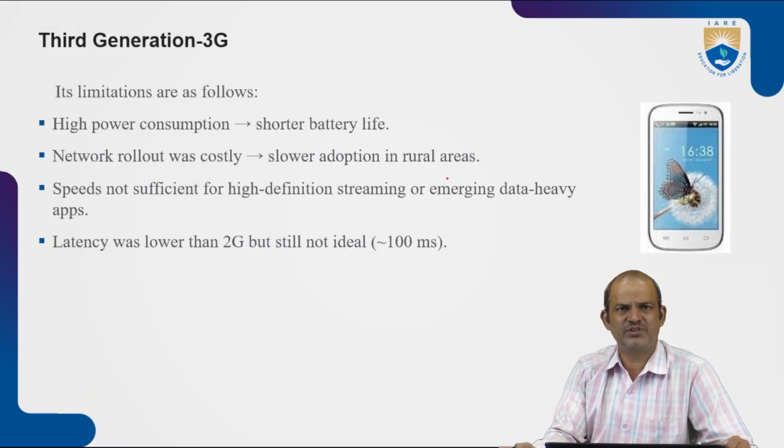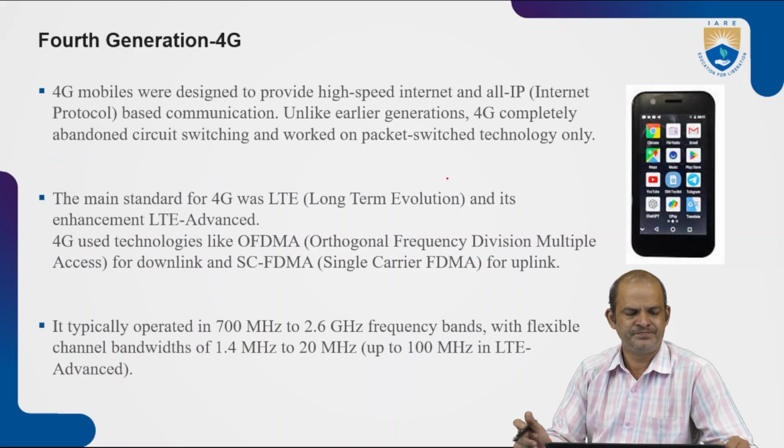And the limitations of 3G are high power consumption, battery life is short, network rollout was costly, slower adoption in rural areas, speeds not sufficient for high definition streaming or emerging data heavy apps. Latency was lower than 2G but still not ideal, 100 milliseconds.